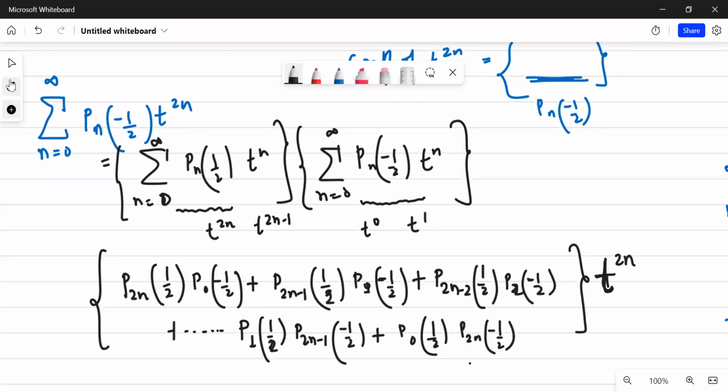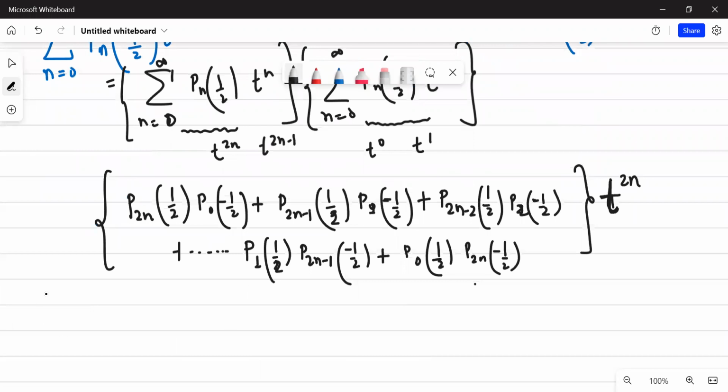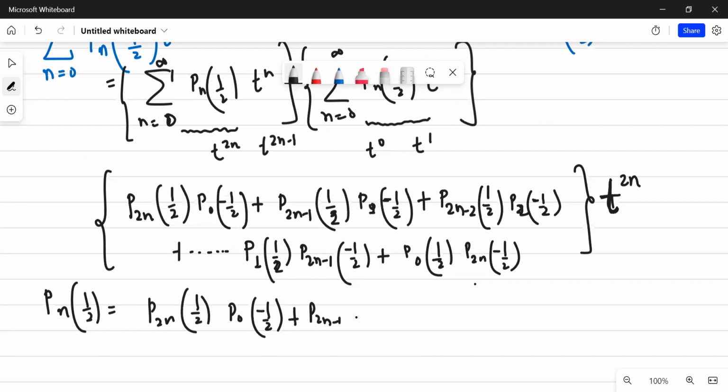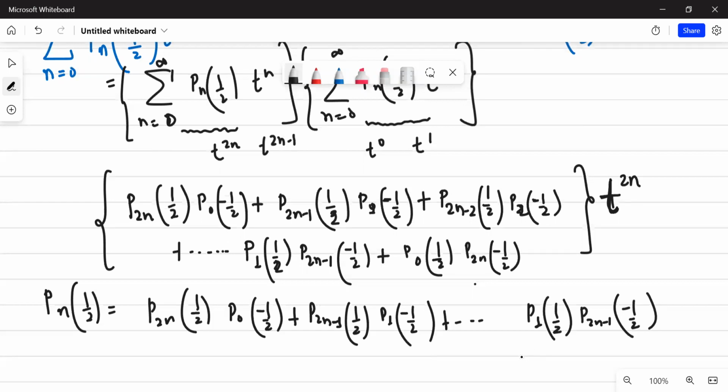So overall you can see that your pn 1 by 2 is equivalent to writing p2n 1 by 2 p naught minus 1 by 2 plus p2n minus 1 1 by 2 minus 1 1 by 2 and p1 minus 1 by 2, so on and so forth. Last में लिखोगे p1 1 by 2 and this is p2n minus 1 minus half and then plus p naught 1 by 2 and this is p2n minus 1 by 2.